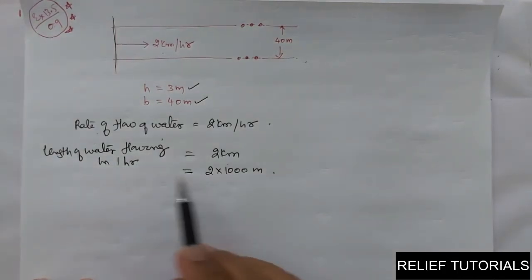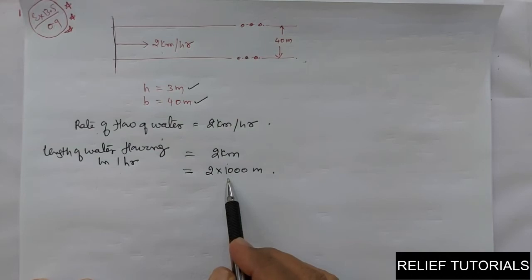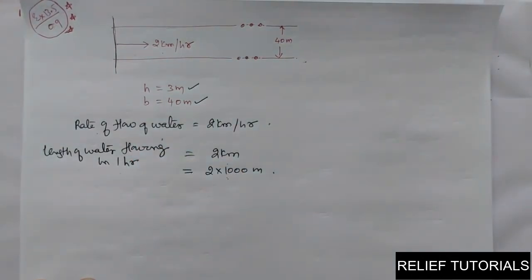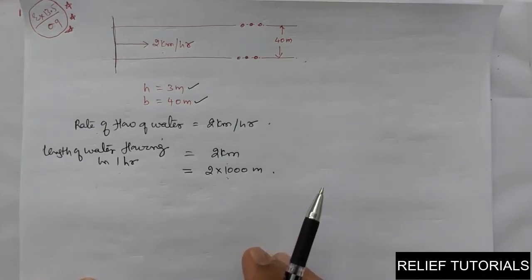So the length of water flowing in 1 hour is 2000 meter. So we have length, we have breadth, we have height. So now you can find the volume of water flowing through the river in 1 hour. What do you want to find out? How much water will flow into the sea in a minute?